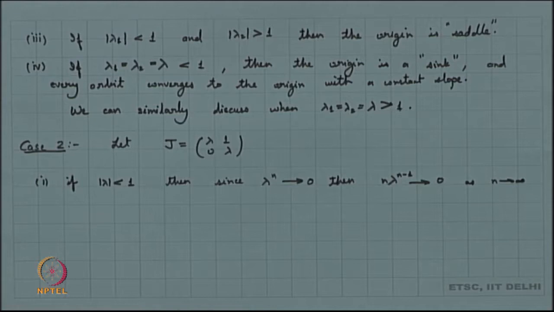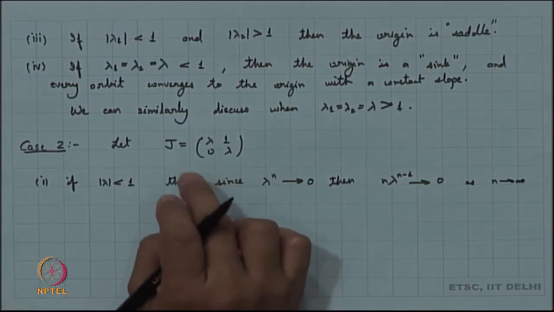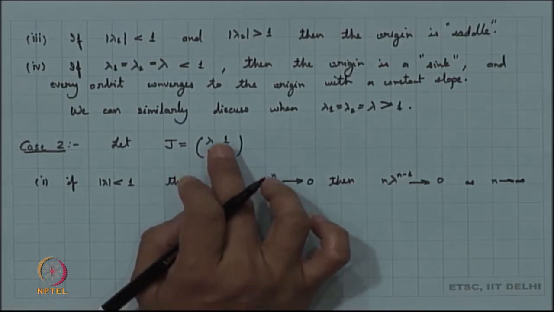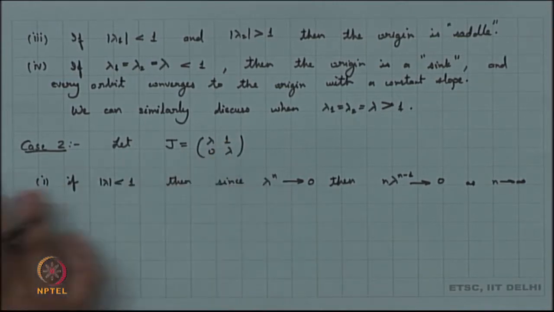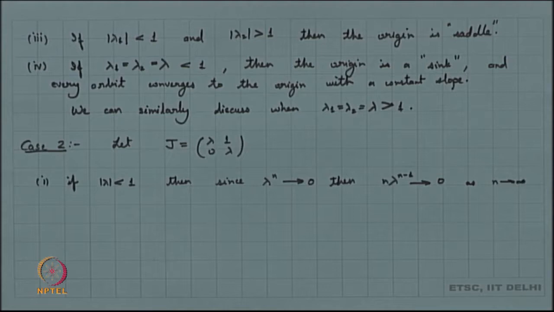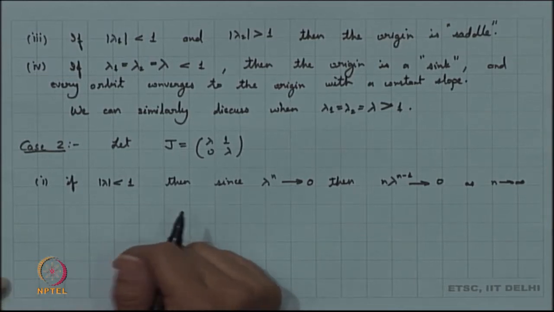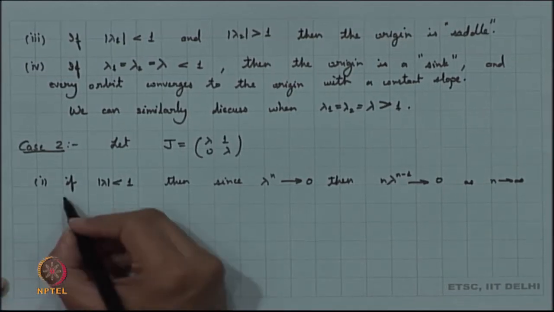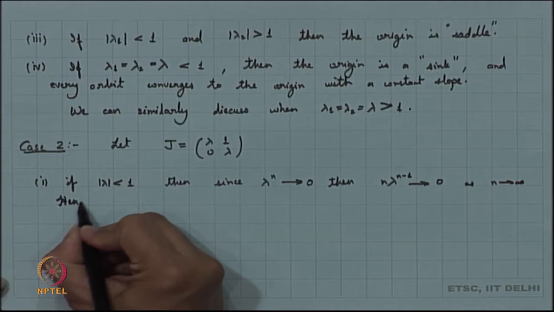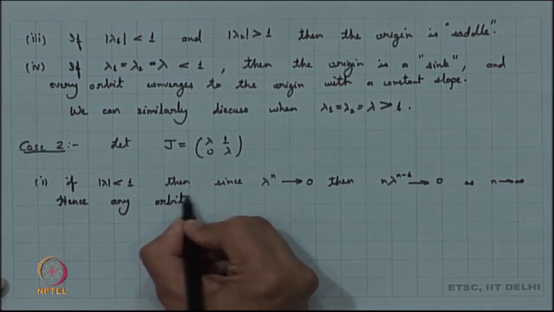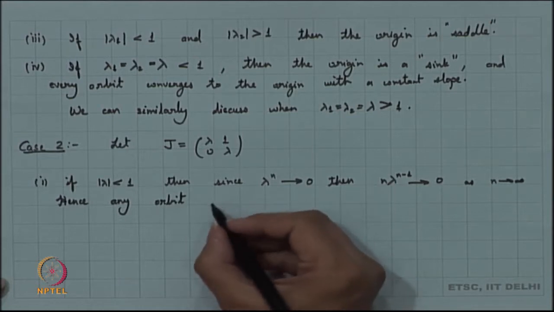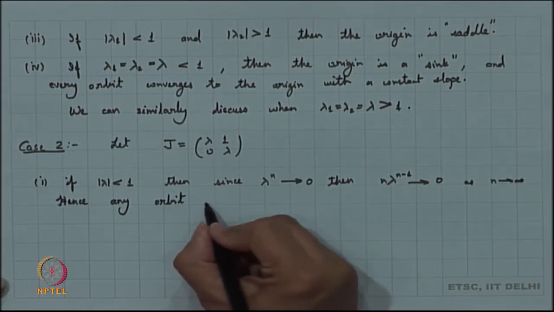What happens in this case now? If you look into J^n, it was basically lambda to the power n, n times lambda to the power n minus 1, lambda to the power n, and this is converging to 0. So, if you start with any orbit, any orbit is going to converge to 0. Hence, any orbit converges to the origin asymptotically.